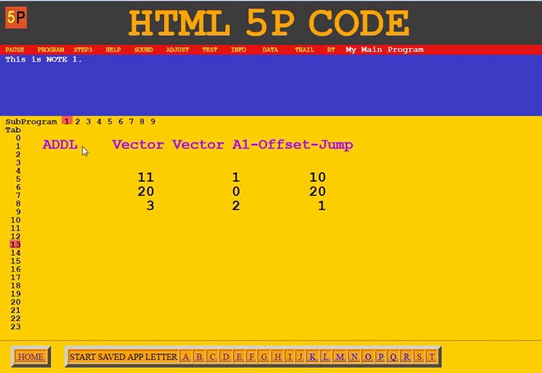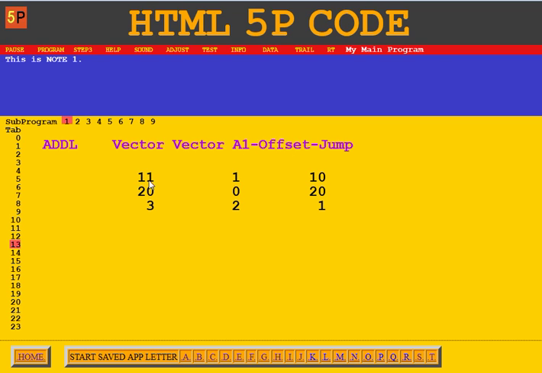This is your add list, where it's a vector, and the A1 jump offset. So in this case, both of these are A1. This is A1 before the instruction's executed, and this is A1 afterwards. And this is at A2. A2 is going to be added to A1. So it adds the 10 to the 1, gets 11, 20 to 0 gets 20, and the 1 to 2 and gets 3.